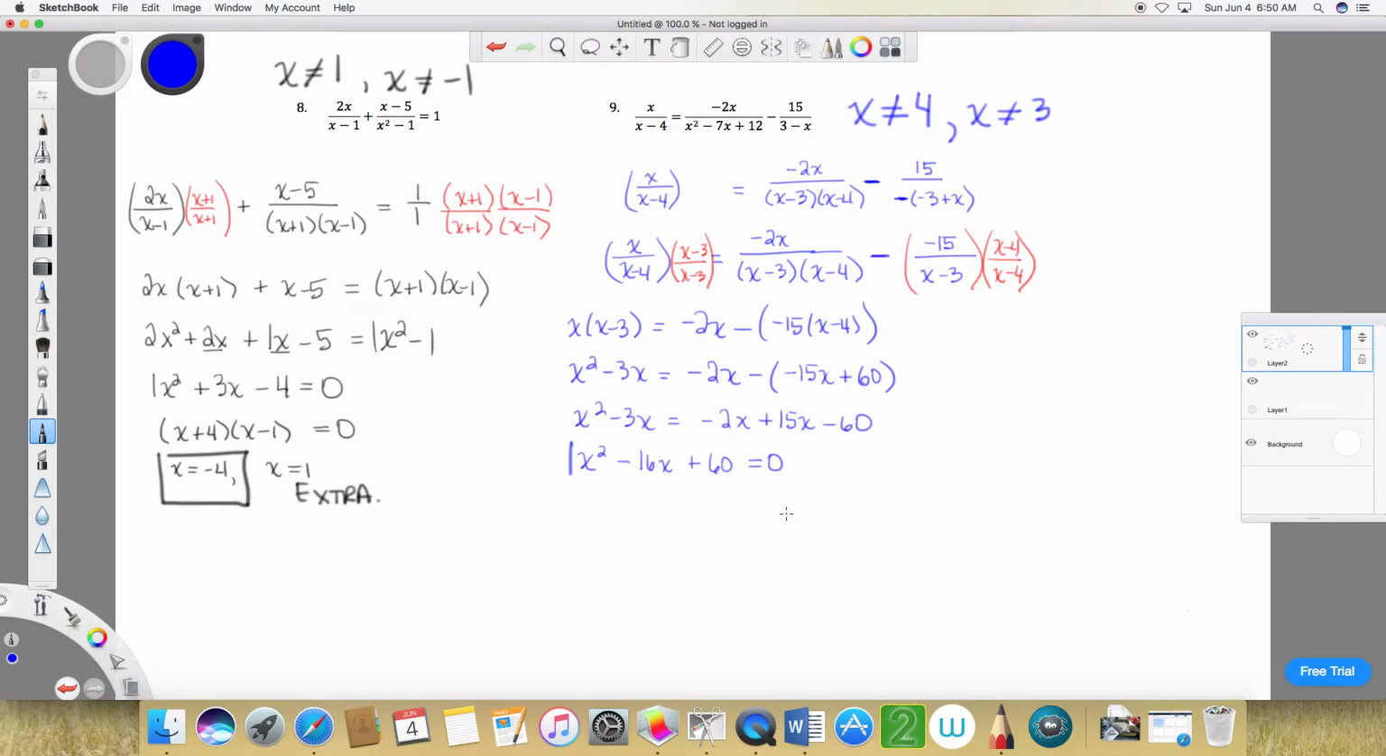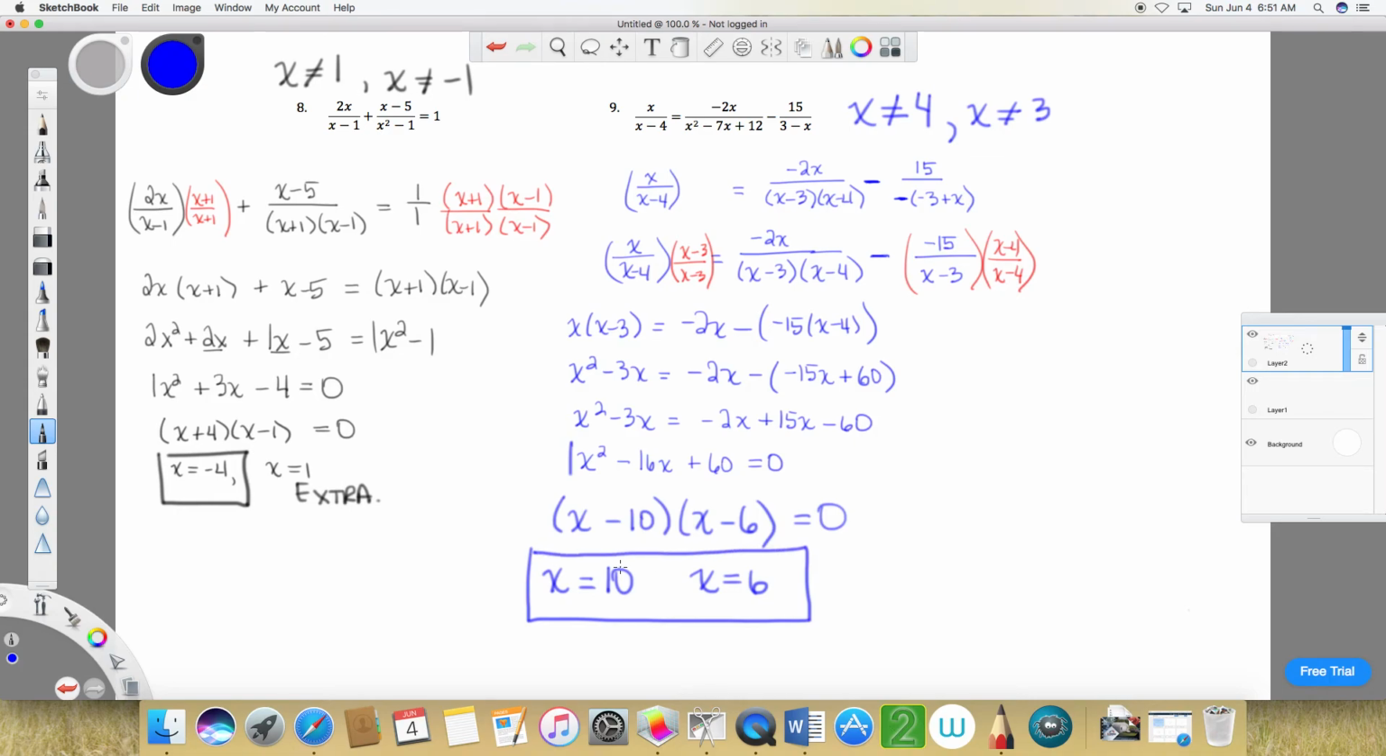It's kind of easier to see how to factor trinomials when the leading coefficient is 1, or at least if it's a prime number. So two numbers that multiply together to give me positive 60, but add together to give me negative 16. So I have possible solutions of positive 10 and positive 6. Neither one of those will cause division by 0, so I'm going to keep both of those in my solution set for the original equation, and we're done.